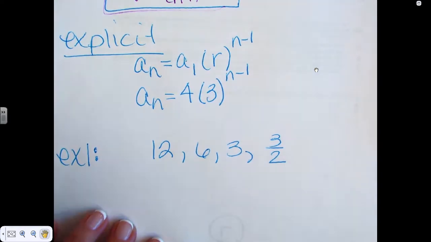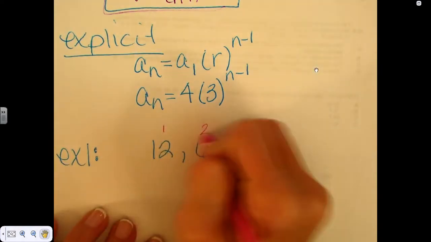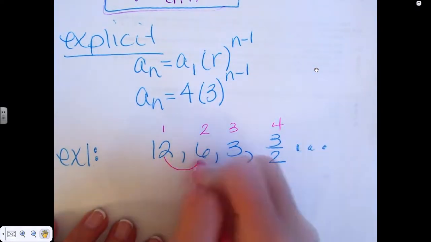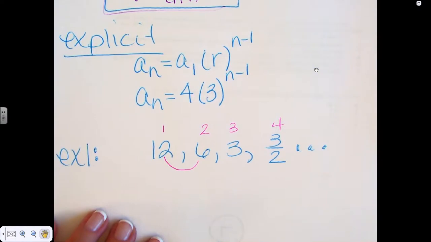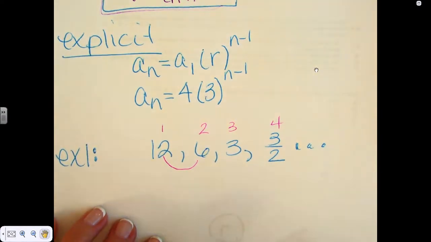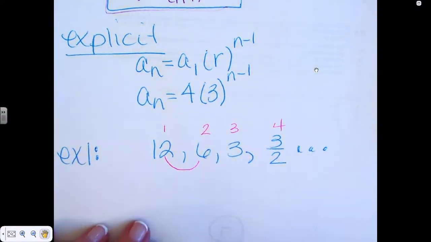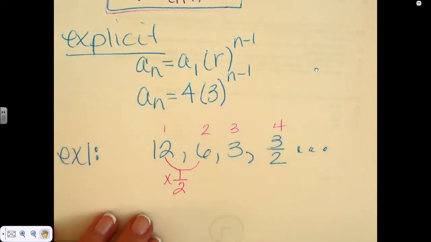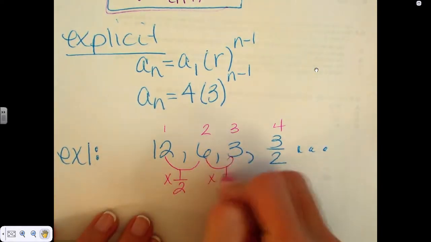Okay, so this is my first term, my second, third, fourth, and so on. Now, my constant multiplier, which we talked about the other day when we were talking about exponential versus linear functions. My common multiplier, I'm dividing by 2, which really means I'm multiplying by 1/2.